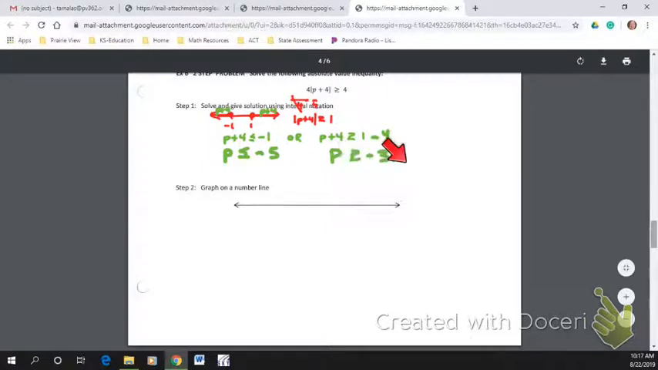So I need to mark my -5 and -3. Looks like I have closed circles on both. I'm supposed to be less than or equal to -5, greater than or equal to -3. Okay, so there's what it looks like in graphical notation.